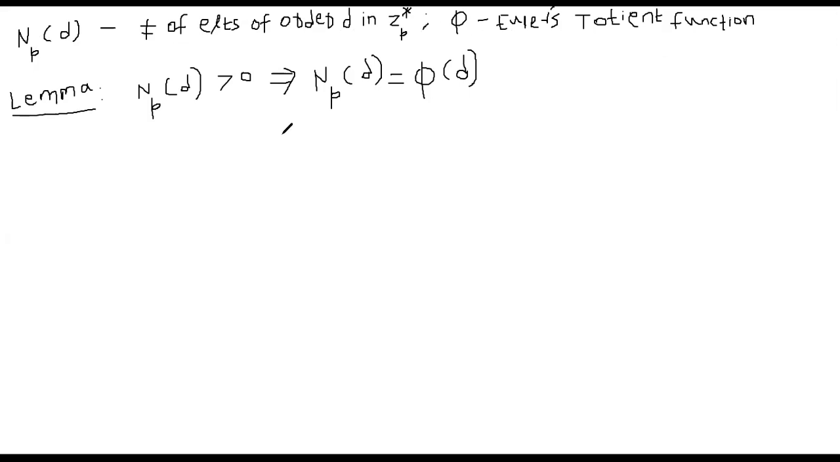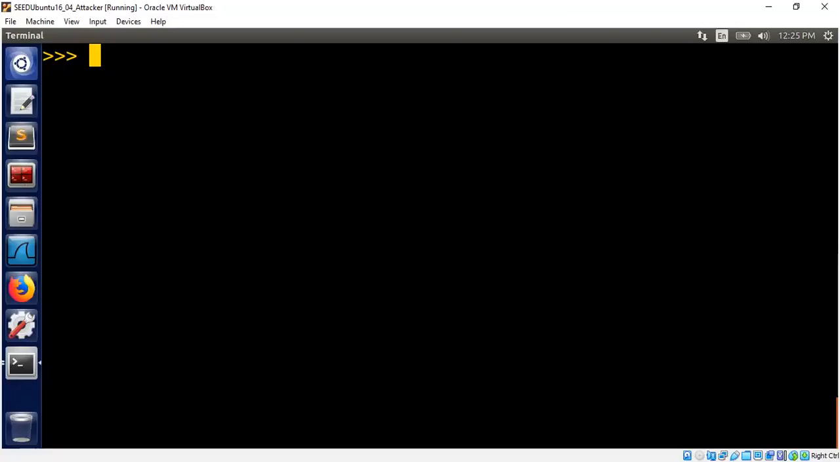So the lemma is that if we know for sure there exists an element of order d, then the number of elements in the group Z star p with order d is nothing but phi of d. Before I prove this, I wanted to give you an example so you get an idea of what I'm trying to prove. So here is your residue table.